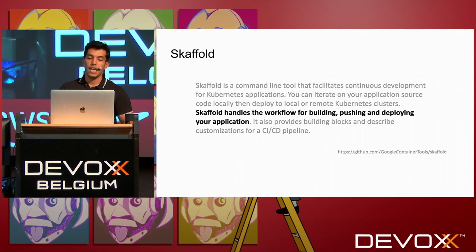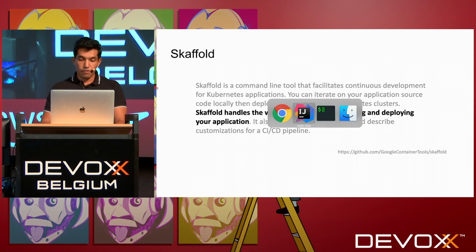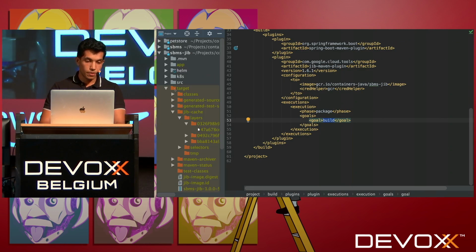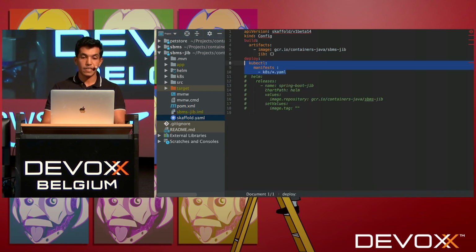It's called Skaffold. Skaffold is a command line tool that you need to install on your machine. It comes with a lot of commands, but it basically handles the workflow for building, pushing, and deploying your application into your Kubernetes cluster. If I go back to my small demo here, you can see that I have a Skaffold YAML file. And like every cloud-native tool these days, it needs a YAML file to be configured. If you hate YAML files, I'm sorry for you.